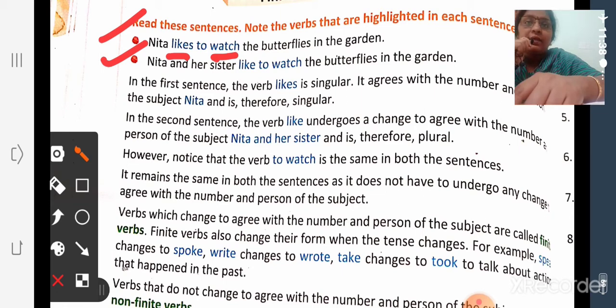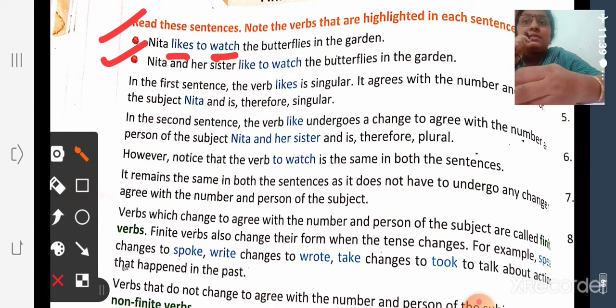Do you know why we use likes? Because Neeta is the subject and it is singular. So according to subject-verb agreement, if the subject is singular, we have to take the singular verb, the does form. That is why the s form came here. Because Neeta is singular, when we add does, it becomes likes.